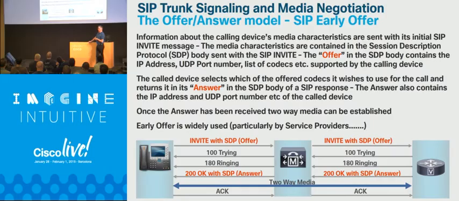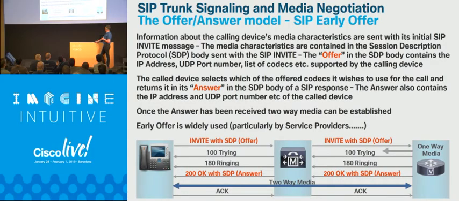If you're connecting to a service provider, they always want to use early offer. One reason is that you're sending them the full list of codecs, and they can choose which codec they want to use for the call. But it's more important than that. Looking at early offer, I'm sending in this invite to the service provider the IP address of this phone, the list of codecs that it supports, and the UDP port number for media.